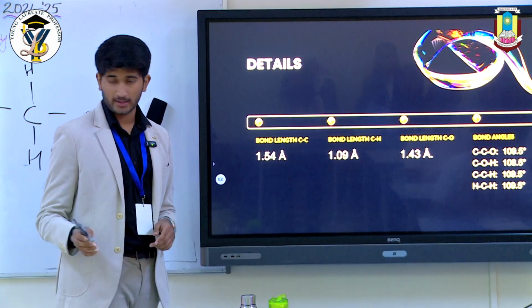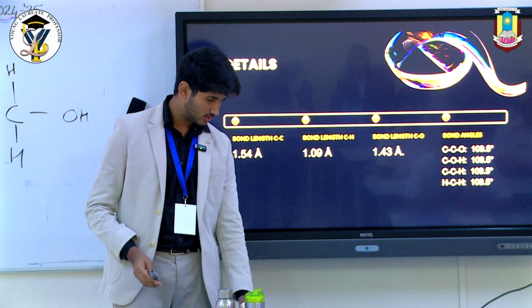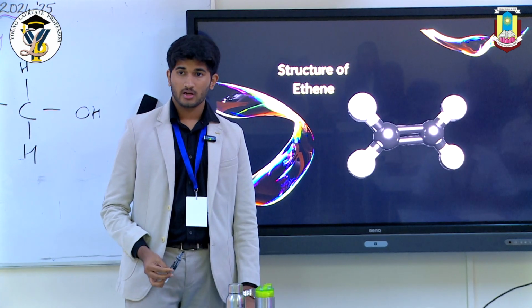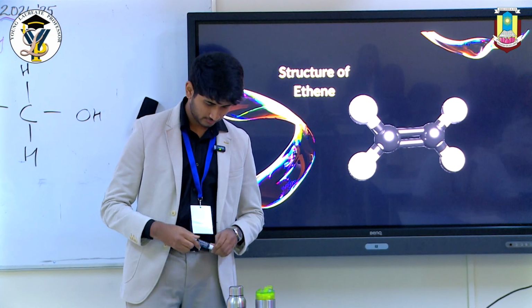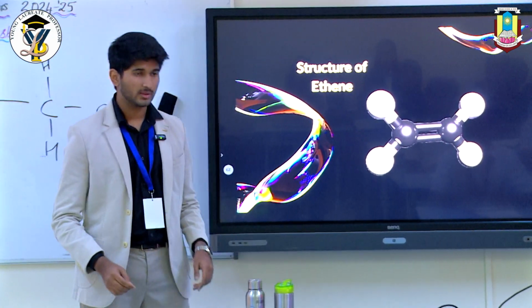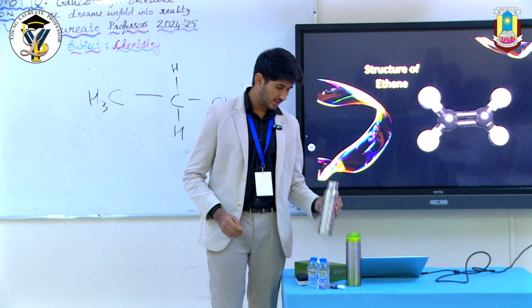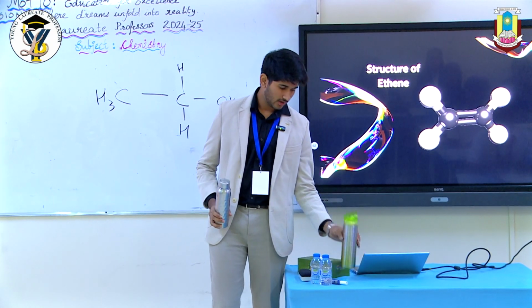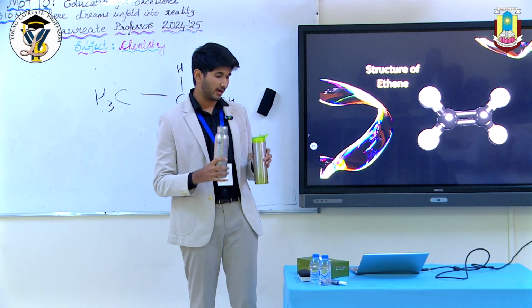And you may be wondering, why is this bond length more than this one of ethene? Now let's find a slight trick to understand this better. Assume both the bonds to have an equal volume. You can see that this bottle is taller and thinner, while this bottle is slightly shorter in comparison and it's fatter.